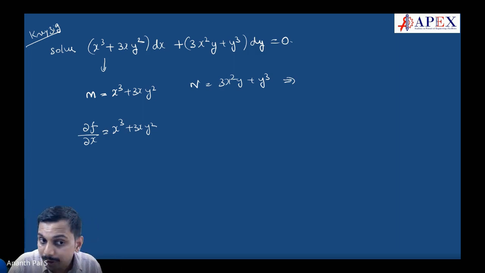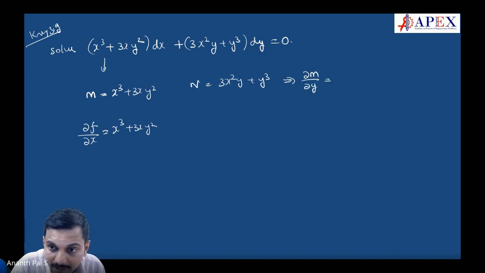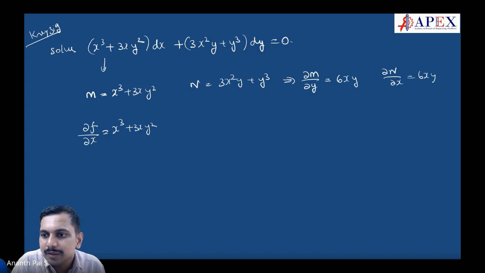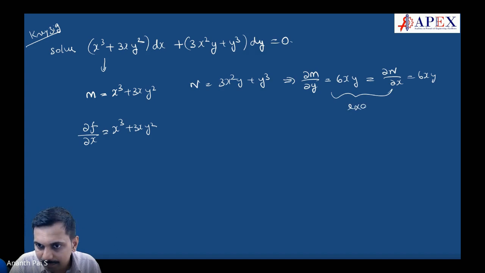So what do you do? You write, see what is dou m by dou y. Dou m by dou y is 6xy. And what is dou n by dou x? That's also 6xy. So these are equal. So it is exact. Correct? Because it is exact, I can proceed.